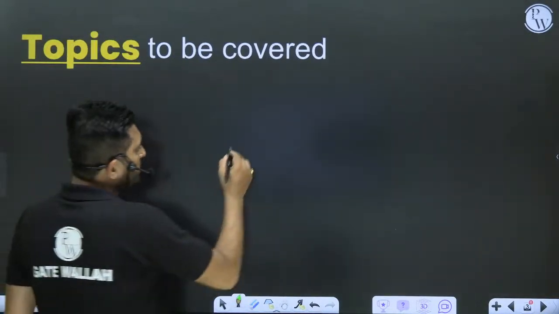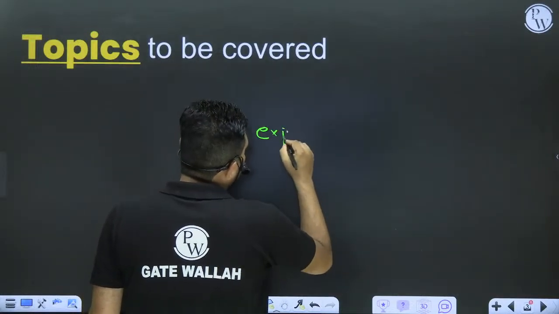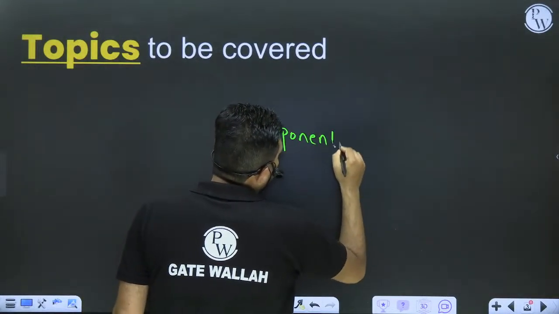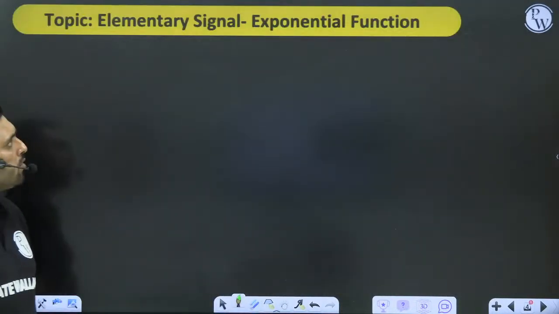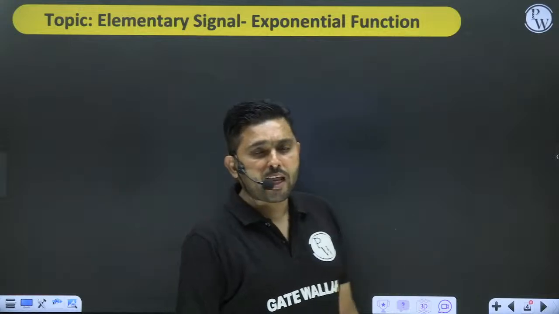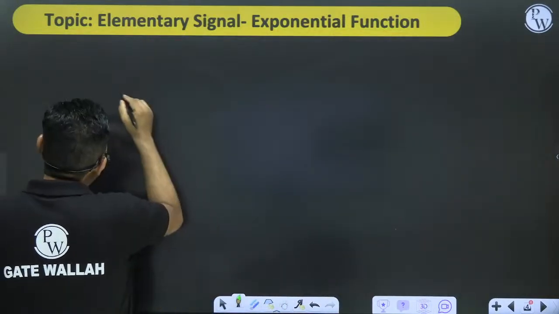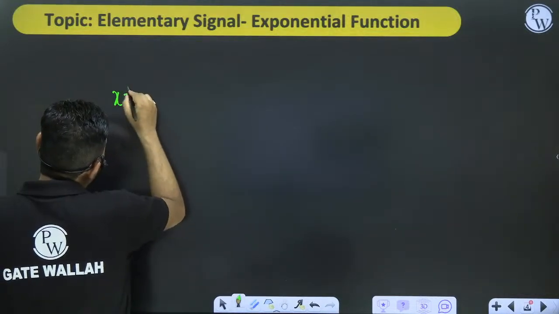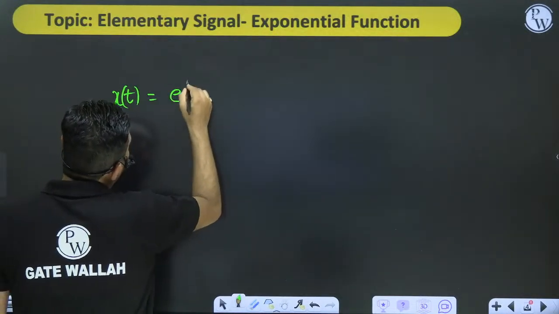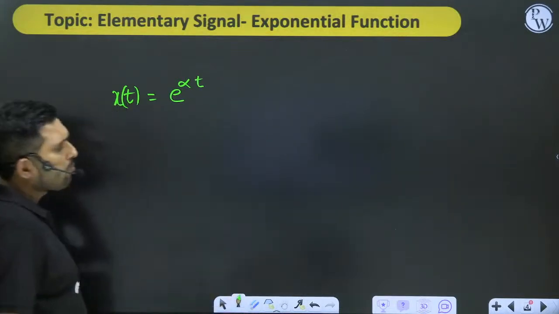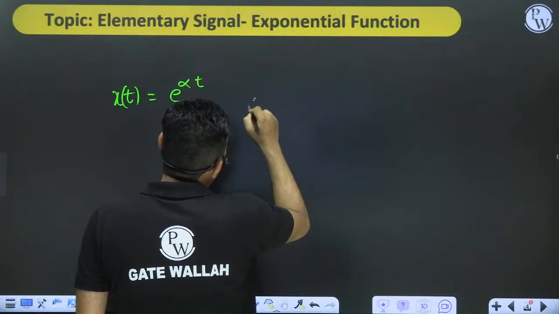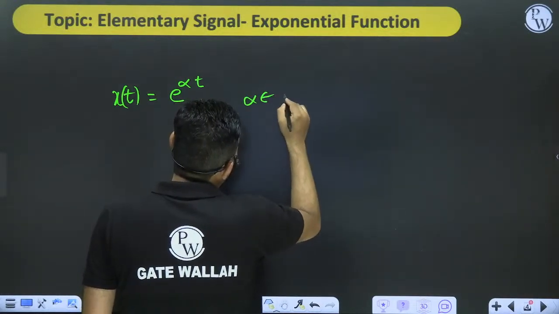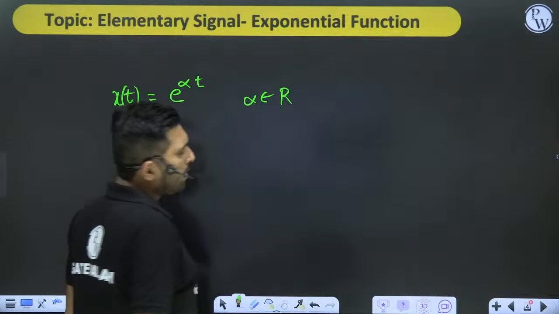So today's topic is to cover the exponential. Let me write it here also. Let's start now. So first of all, we will cover the exponential function. And what do we mean by the exponential? See here, consider x of t, which is e to the power alpha t, where alpha belongs to the real numbers.